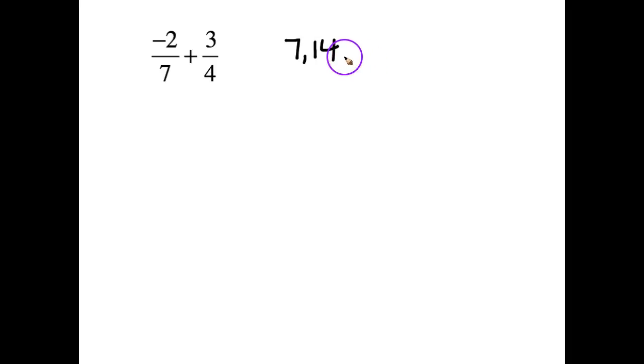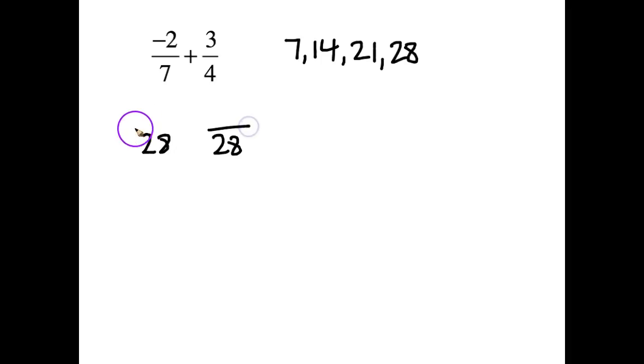Nope. Moving on. Next one would be 21. Can 4 be made into 21? Nope. Keep moving along. Now we are left with 28. Can 4 be made into 28? Yes. So I'm going to go ahead and write 28 as my lowest common denominator. And I'm going to go ahead and bring down the operation before I forget.